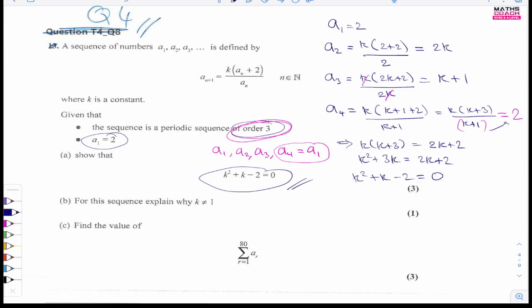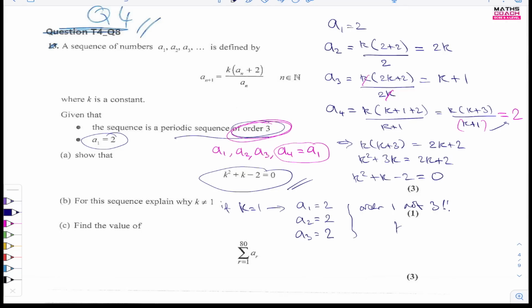For the sequence, explain why k is not equal to 1. Well, let's see what happens if k equals 1. If k equals 1, then the first term would be 2. The second term would be 2 times 1, which is 2. And the third term will also be 2 because it will be k plus 1, 1 plus 1 is 2. So what we're really getting here is a periodic sequence of order 1 and not order 3. That's a problem, because our sequence has to be a periodic sequence of order 3.